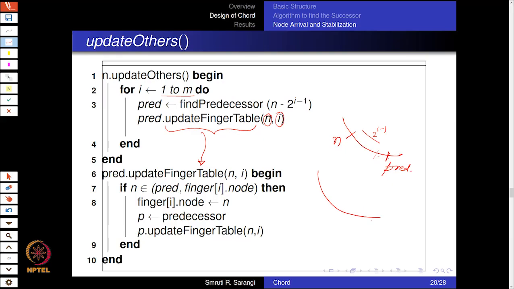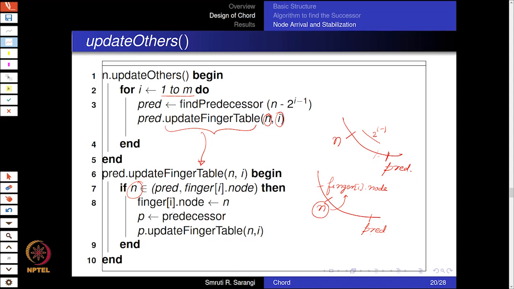For node pred, its ith finger will have a node. It will have finger i dot node. And let's say the current node n lies somewhere here. If it doesn't lie there, I'm not interested. But let's say it lies somewhere there. Then the current node n will be set as the ith finger node for pred. That's point number 1.